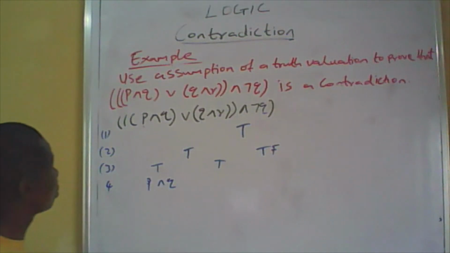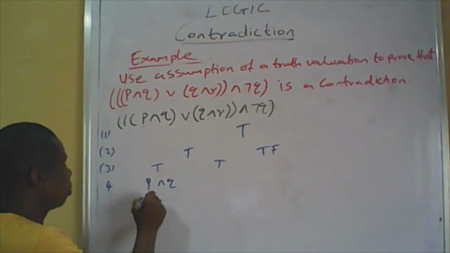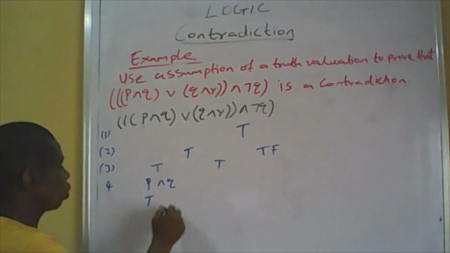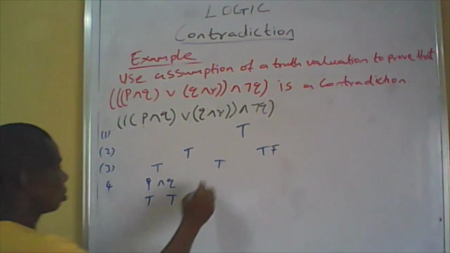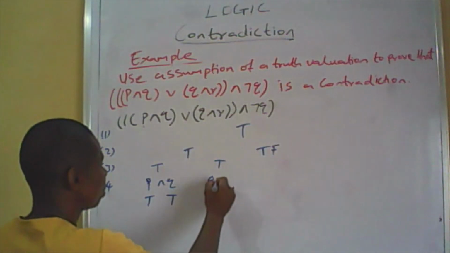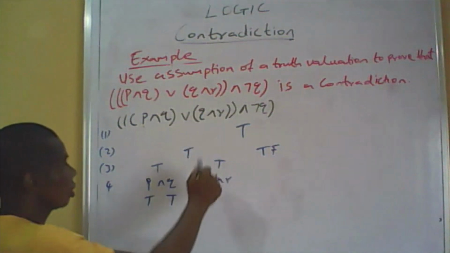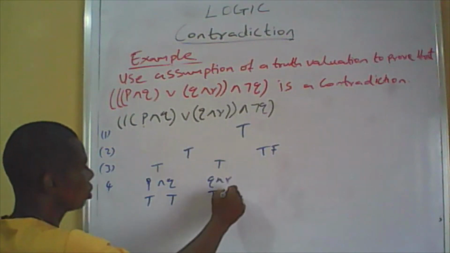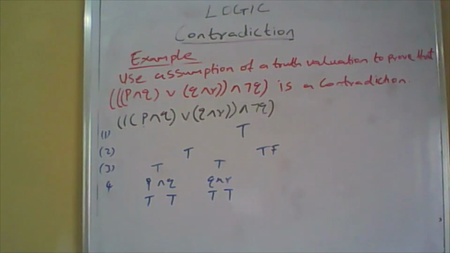Now, in line 4, for P and Q to be true, that means P should be true, Q also should be true. This must be true. For Q and R to be true, it means that Q should be true and R should be true. Now let us check whether there is a contradiction.